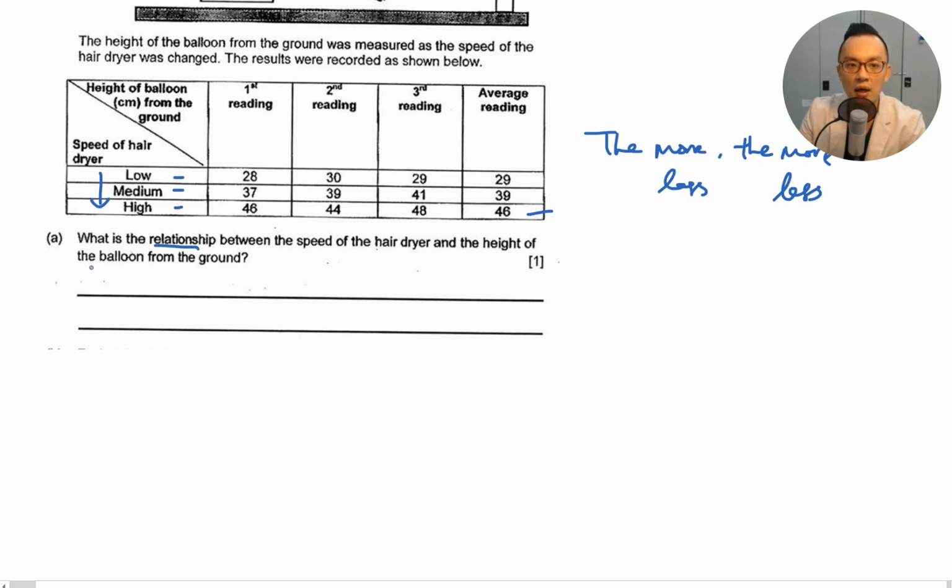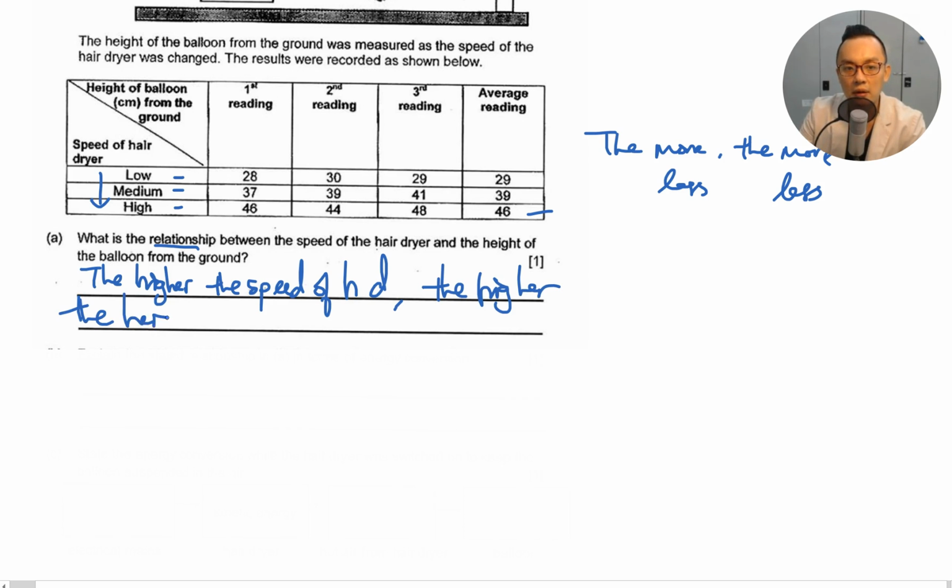So the higher the speed of the hair dryer. So again, when I say the more, you don't have to write the more the speed, right? Grammatically, please make your sentence sound correct. So when I say the more, it's like equivalent to the higher the speed of the hair dryer, comma, the higher the height of the balloon from the ground.